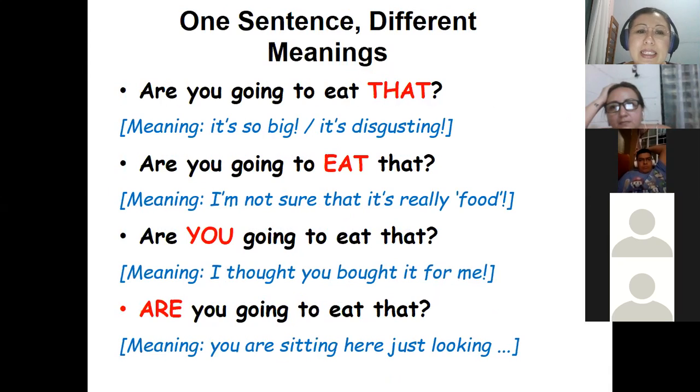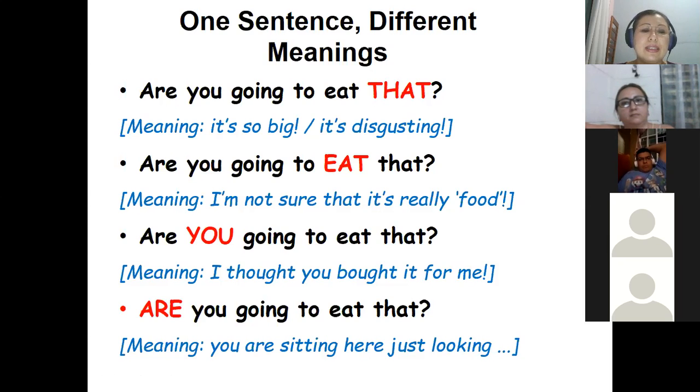The first meaning is, it's so big, or it's disgusting. Es muy grande para comérselo, o qué feo, ¿verdad? No, no me gusta. El siguiente meaning es, I'm not sure that it's really food. No estoy seguro o segura de que eso sea realmente comida, ¿verdad? El siguiente meaning es, I thought you bought it for me. Yo pensé que tú compraste eso para mí.